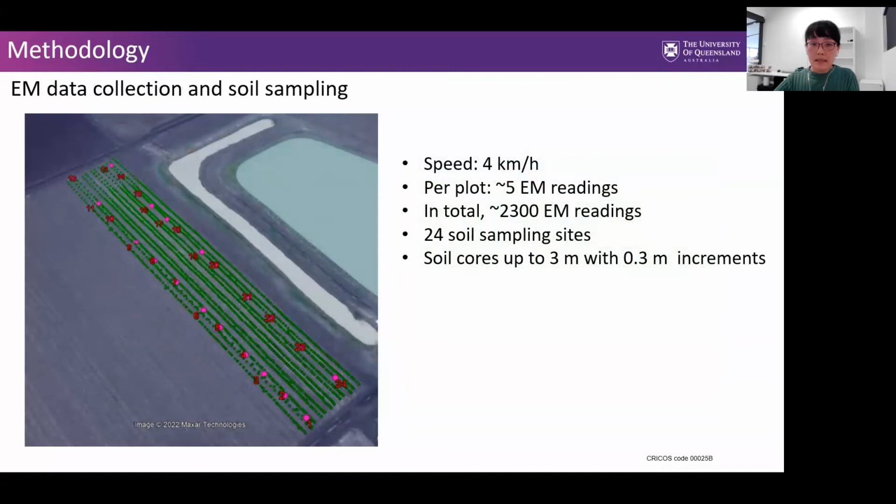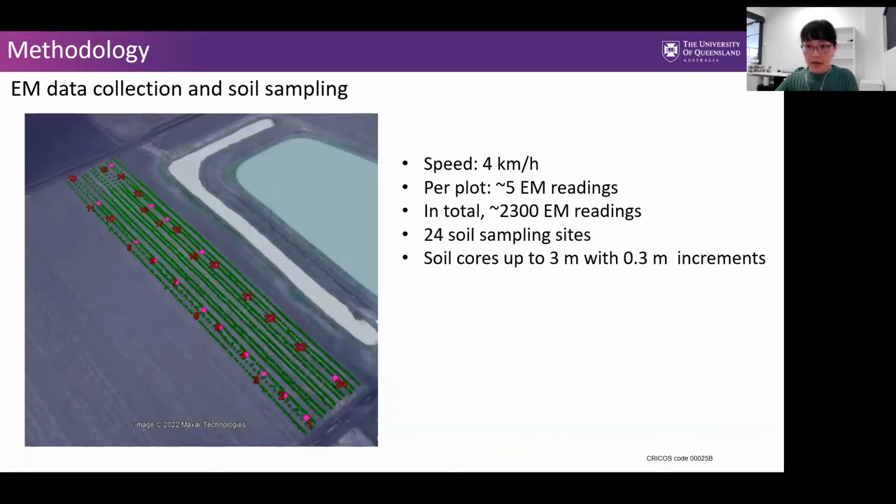The EM sensing system traversed the trail along 12 parallel transects to collect continuous soil ECA data. The buggy was driven at a speed of 4 km/h, which enabled it to collect around 4 EM readings per plot. In total, around 2,300 EM readings were collected across the whole trail for each of the EM surveys.